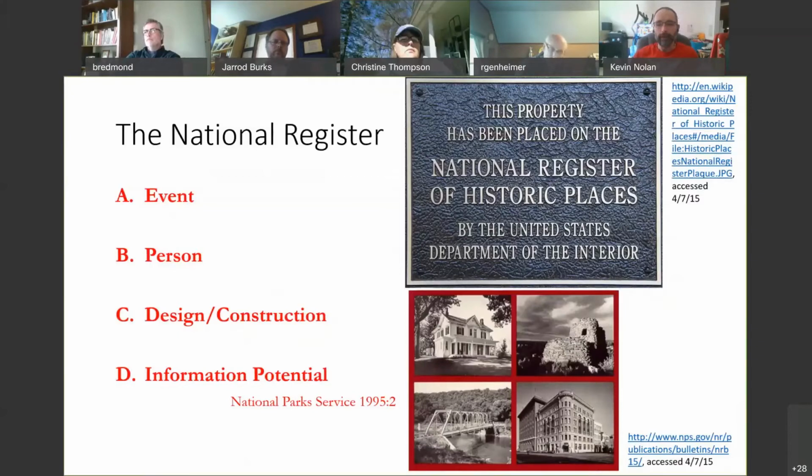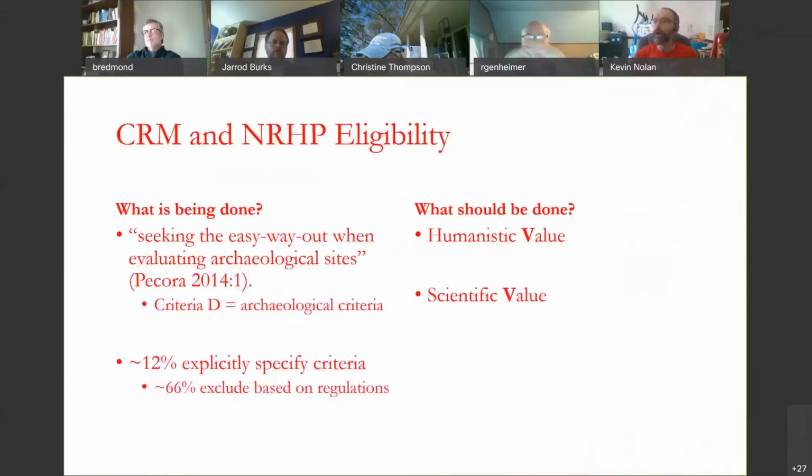So what I would like to talk about is: what is information? How do we figure out whether or not an archaeological site has the potential to yield information if we take another sample of that site? And how can we justify the use of public dollars to get that value out of the archaeological record? I'll move on. So in summary, there's how eligibility is often conducted.